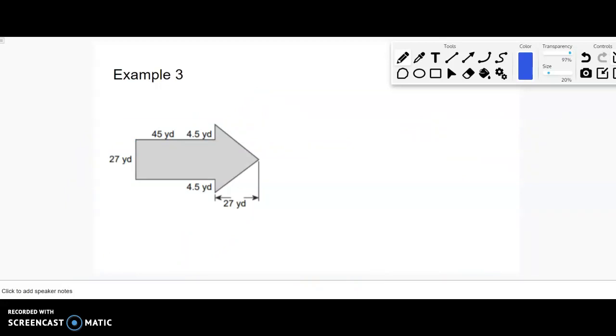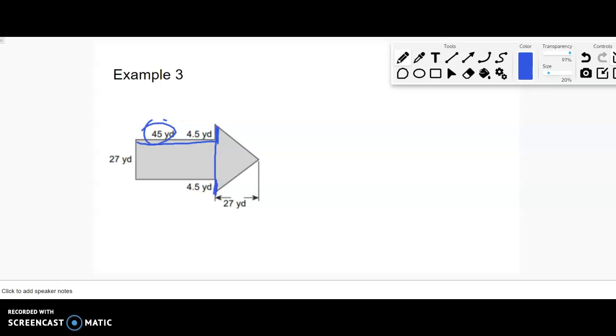So this one, hopefully you can see. How do I divide that? Well, if I divide it here, I have a triangle and a rectangle. Now this one, it's a little hard to tell which part is which number. So I will tell you this whole thing is the 45. These 4.5 are talking about the short pieces right there.